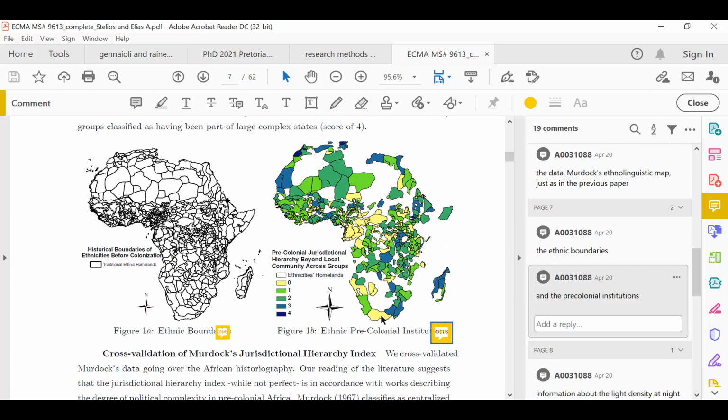There's 0 there, there is green there in South Africa. So you can see this is essentially the data that they're going to use to run their regressions. First of all, they have the ethno-linguistic boundaries, right? And one thing that we're also going to see as we move along is the scramble for Africa, right?